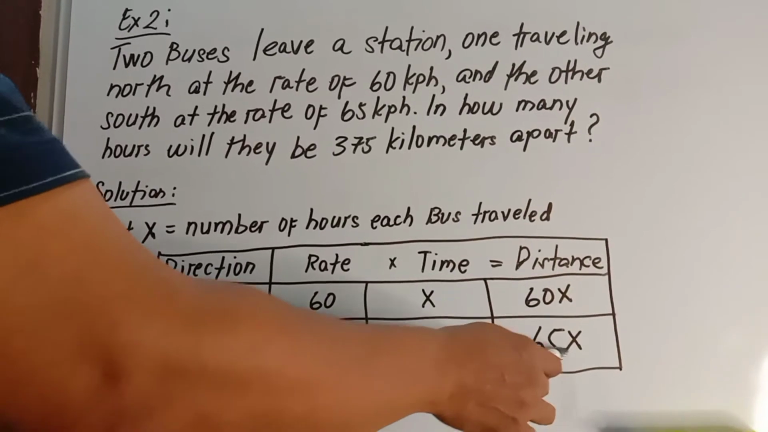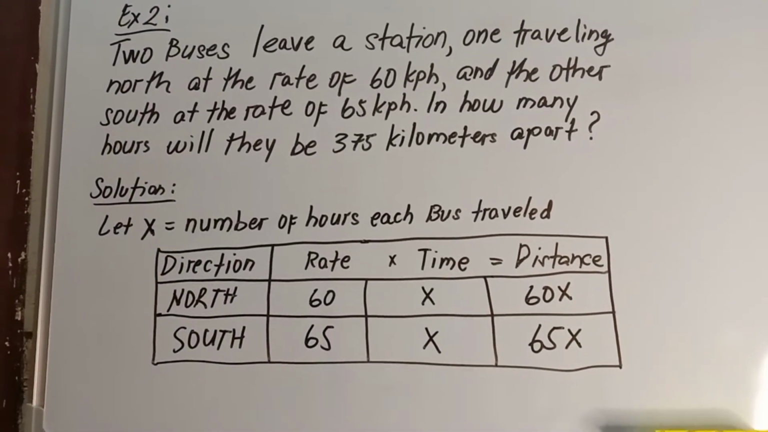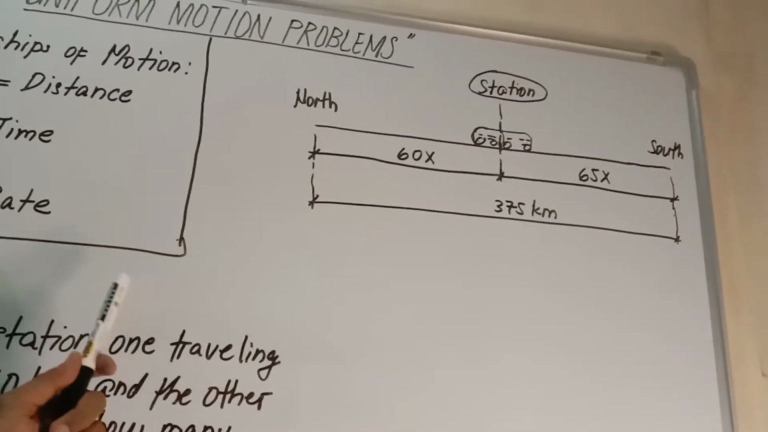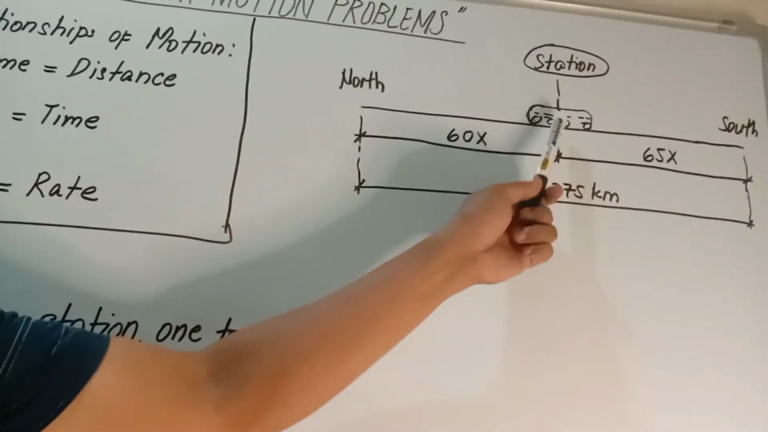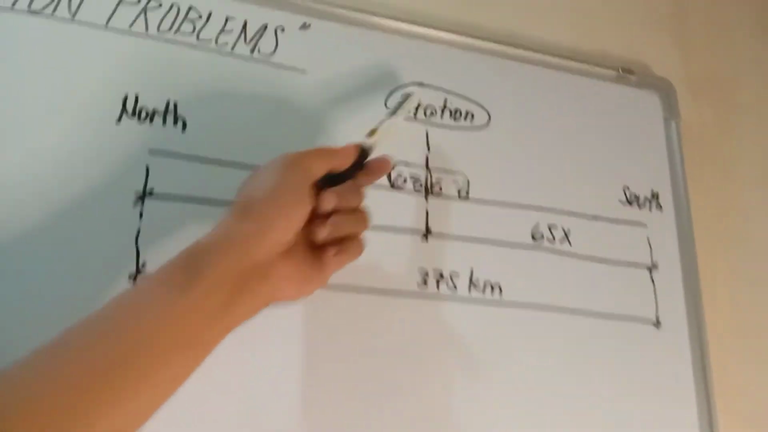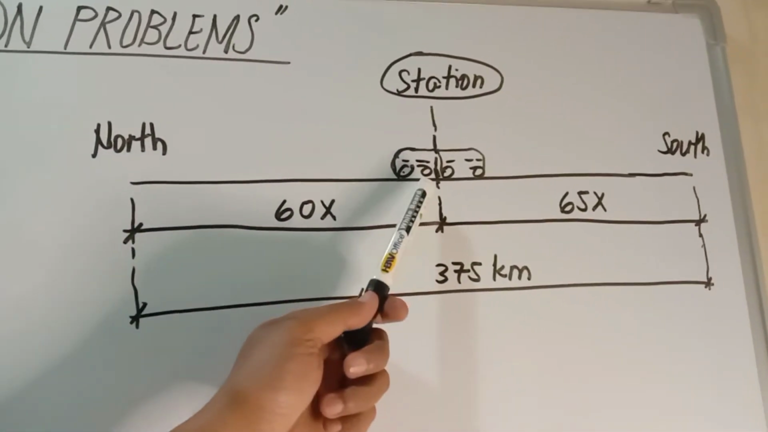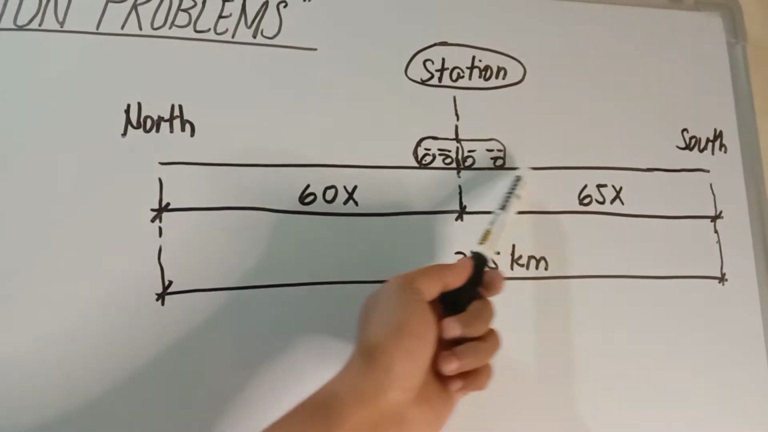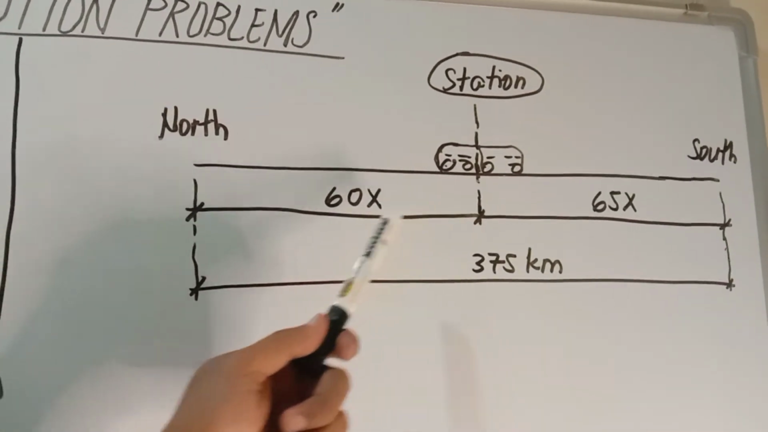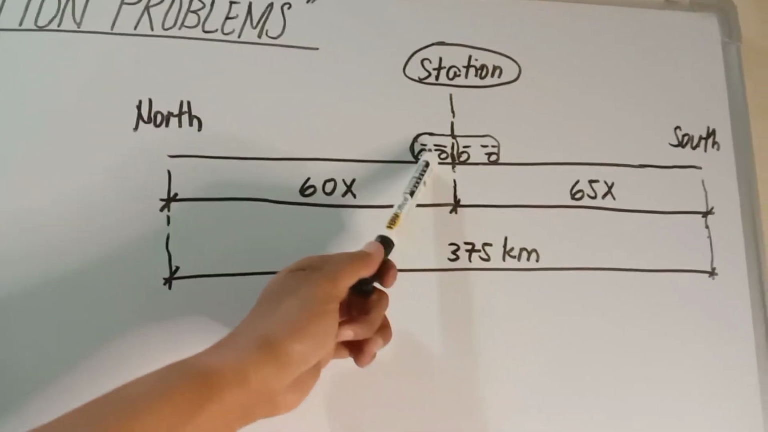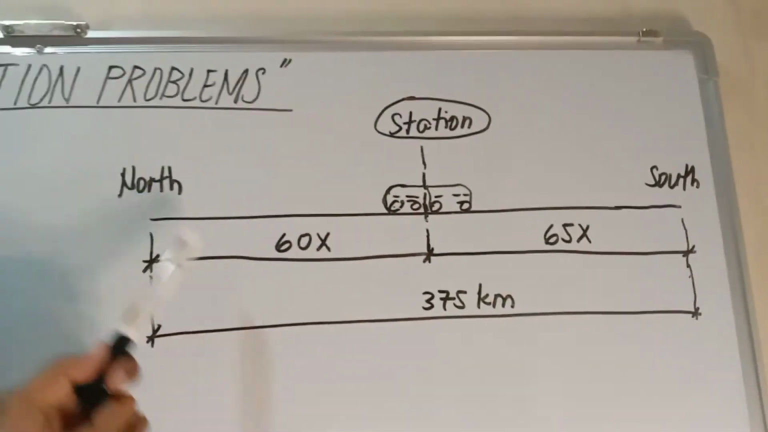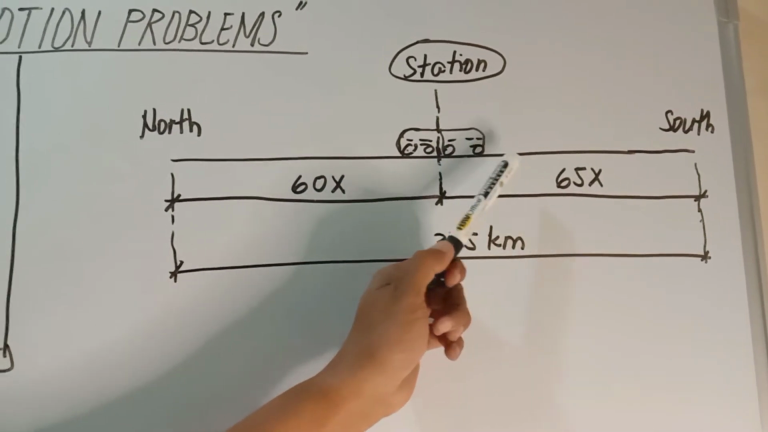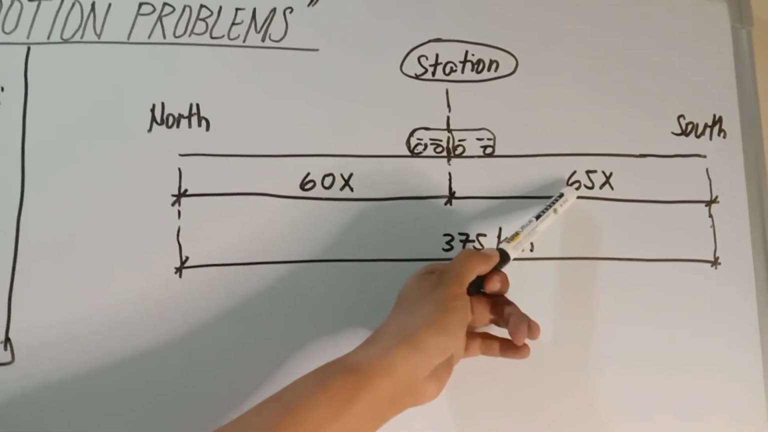Okay, this expression. Now to figure out this one, I will show you a diagram related to this relationship of the two buses. So here at the beginning, this is the station. This is the beginning of the two buses who are leaving, one going to north and the other going to south. The distance traveled by this bus to the north is equal to 60x, and the second bus going to south, the distance will be 65x.